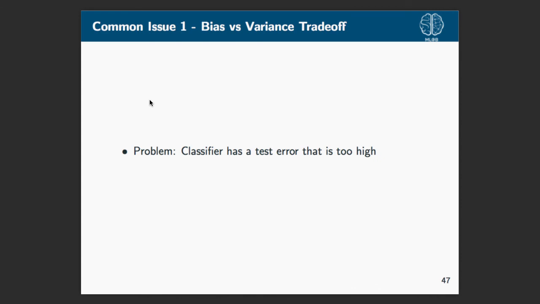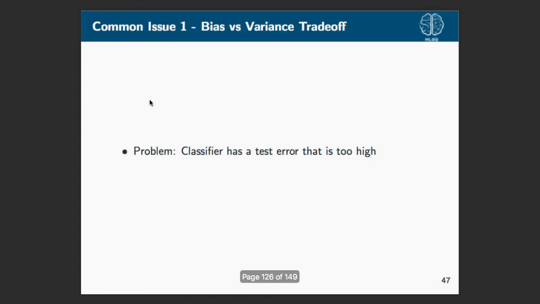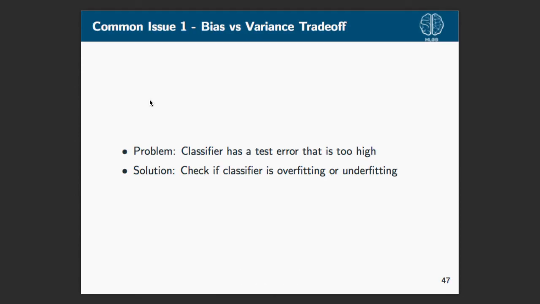So here's a problem, right? Our classifier has a test error that's too high. We're going to do a bunch of case studies of common problems and see if you guys can answer them. So what happens if my classifier has a test error that's too high? What should I do? Anyone? Yeah. Maybe allow it to be more expressive. Yeah, more expressive, right? So you can check if the classifier is overfitting or underfitting.